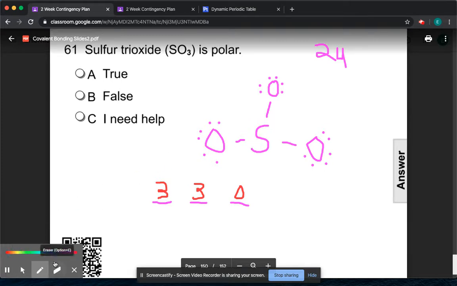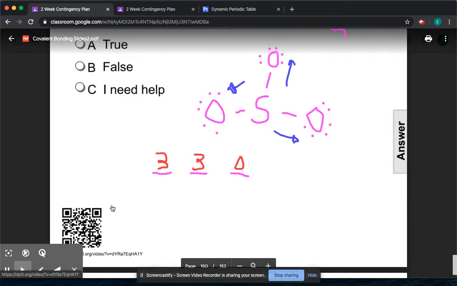Let me switch to blue. The oxygens are more electronegative than sulfur. So this oxygen is pulling the electrons that way, this oxygen is pulling the electrons this way, and this oxygen is pulling the electrons that way. Because they're all oxygen, they have equal pulls. And because of how it's set up, these pulls are going to cancel out. So is sulfur trioxide polar? The answer is no. So this would be B, false. It is not polar, because the pulls cancel out.